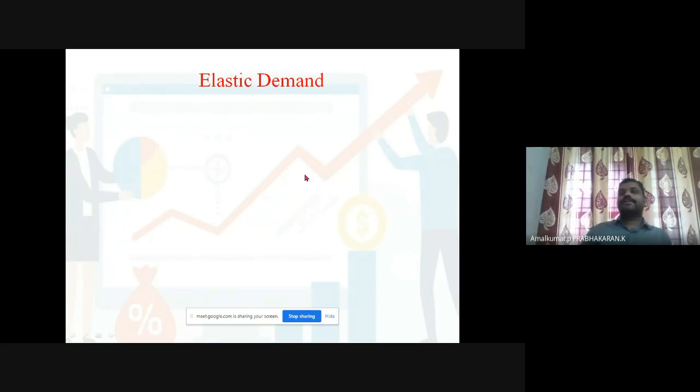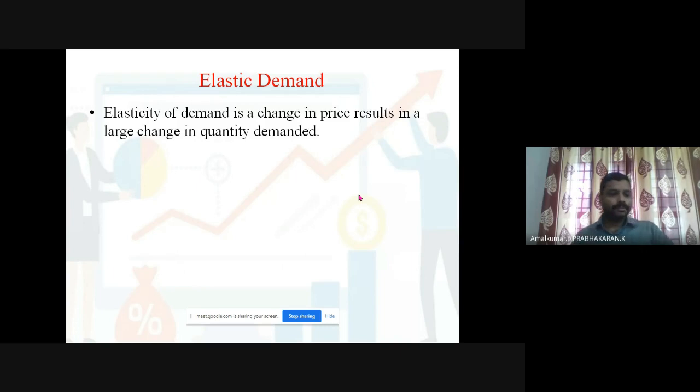Then the first one is the elastic demand. What is the elastic demand? Elastic demand is a change in the price resulting in a large change in the quantity demanded. Elasticity says that there is a change in demand due to changes in price. A small change in price leads to a large change in the quantity demanded. This is called elastic demand.